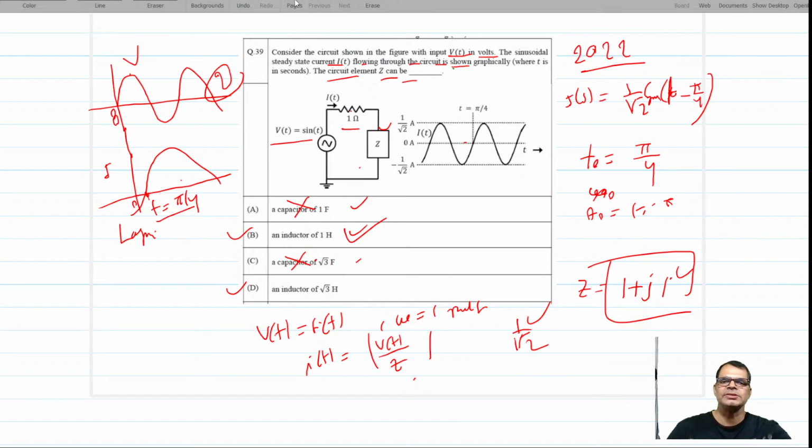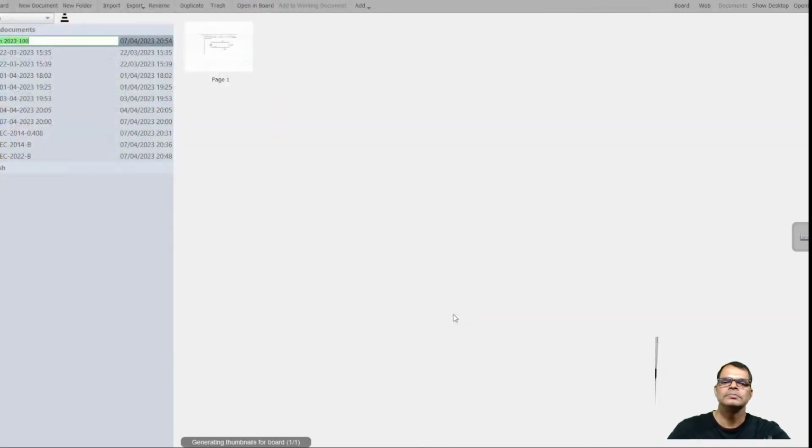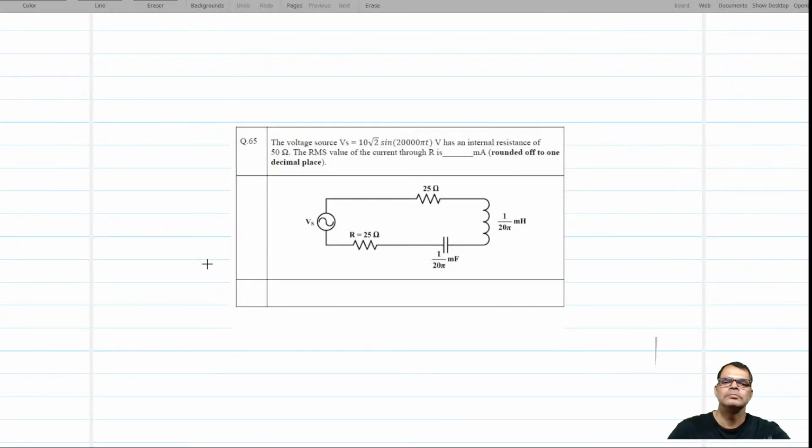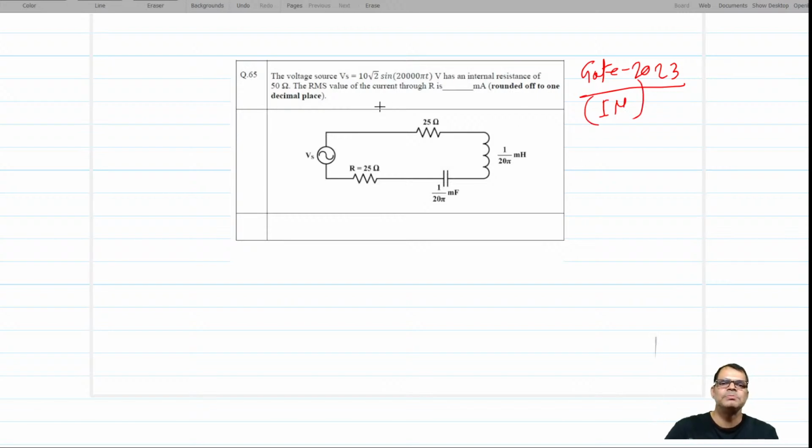Let us move to the next question. Fifth number question, you can easily say that it is a 2-mark question. It appeared in the GATE 2023, I mean this year, in instrumentation, not EC. See how simple the question is.